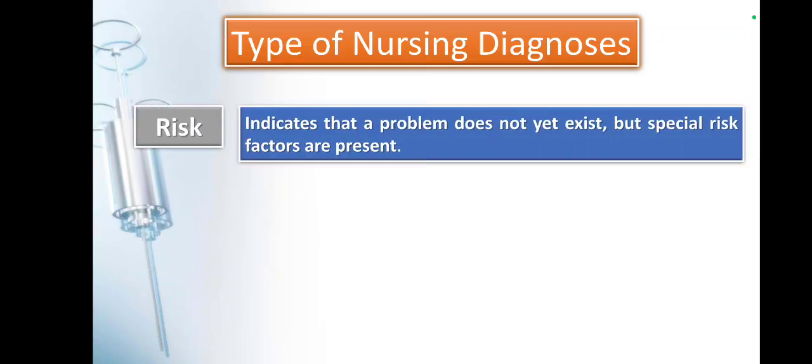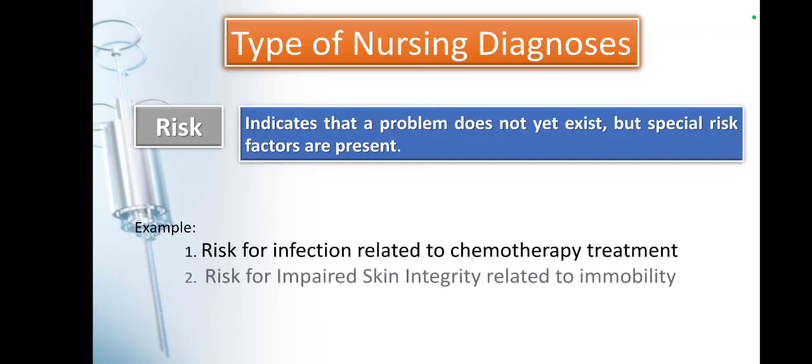Now, another type of nursing diagnosis is risk, wherein it indicates that a problem does not yet exist but special risk factors are present. So this time, you have asked the patient if there's any problem. And the patient says, no, I feel okay, I feel fine, I think there's no problem with me. However, you observed some of the ways and practices of the patient known to be risk factors. So you don't have the actual problem, but you do have your risk factors.